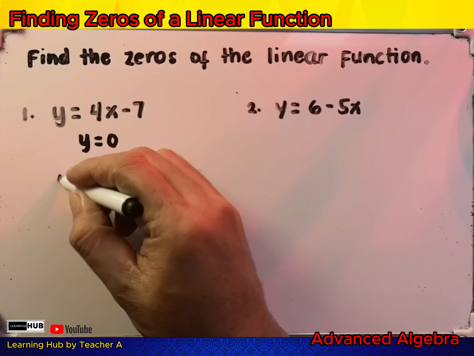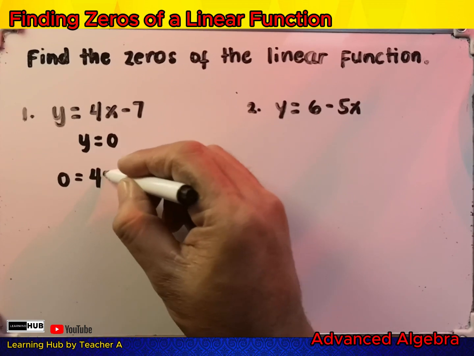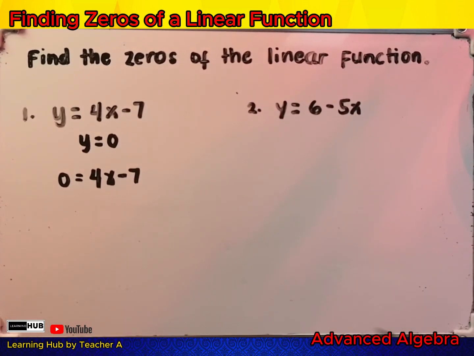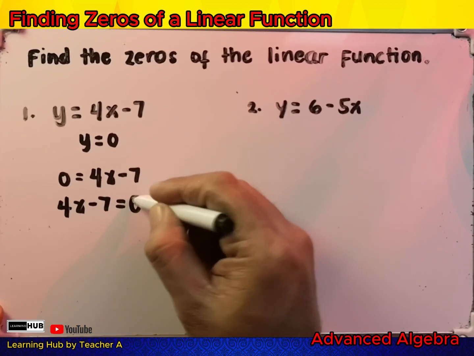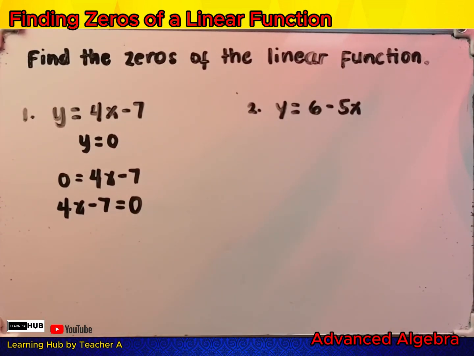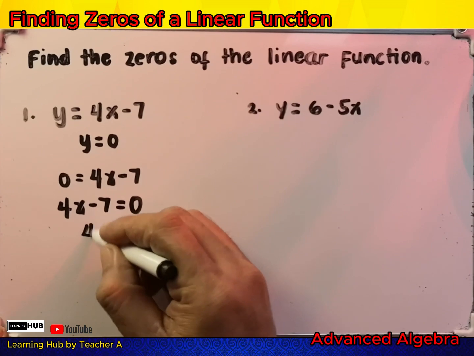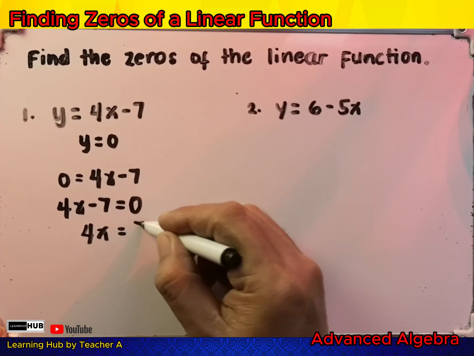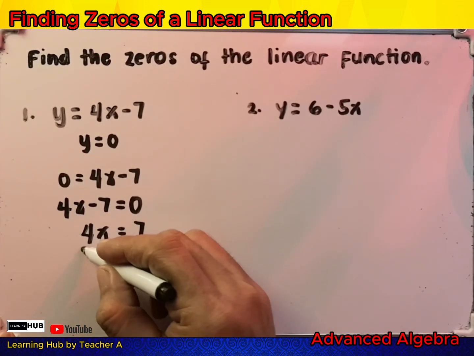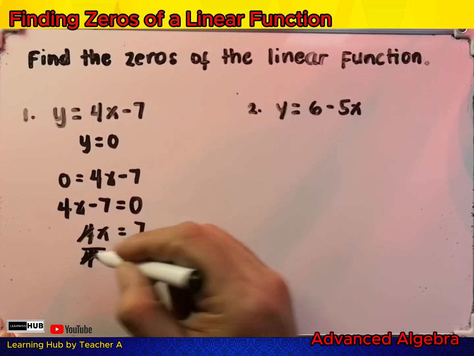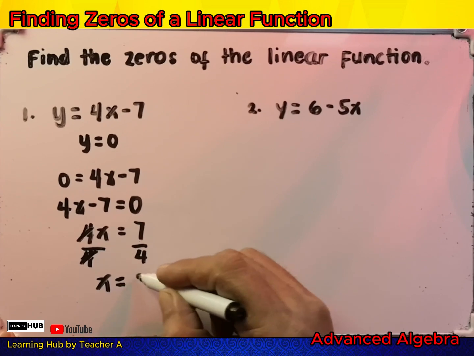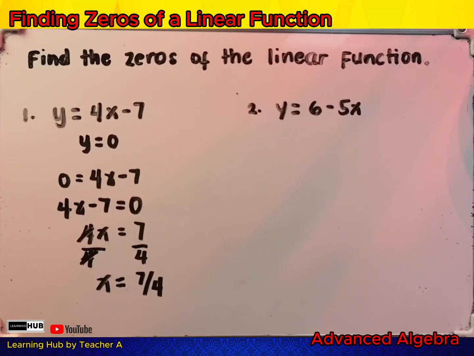So if y equals 0, then 0 equals 4x minus 7, or we can have that as 4x minus 7 is equal to 0. Transpose 7 to the other side. So that is 4x is equal to 7. Then divide both sides by 4. So x for the zero is equal to 7 over 4.